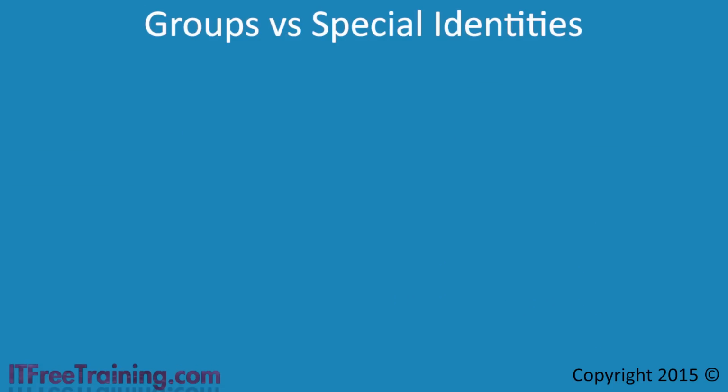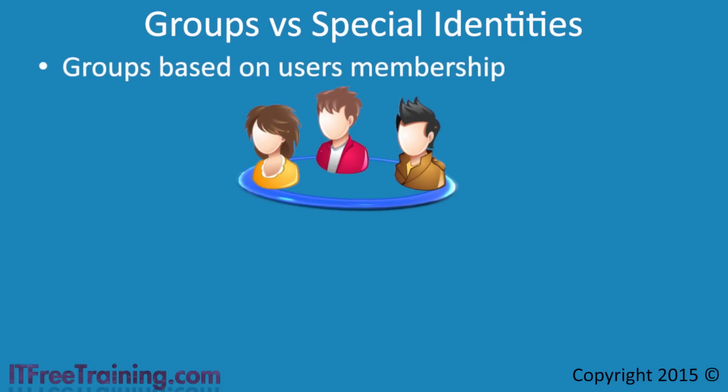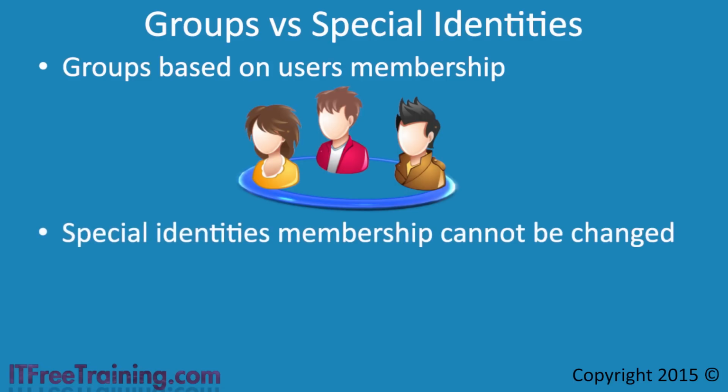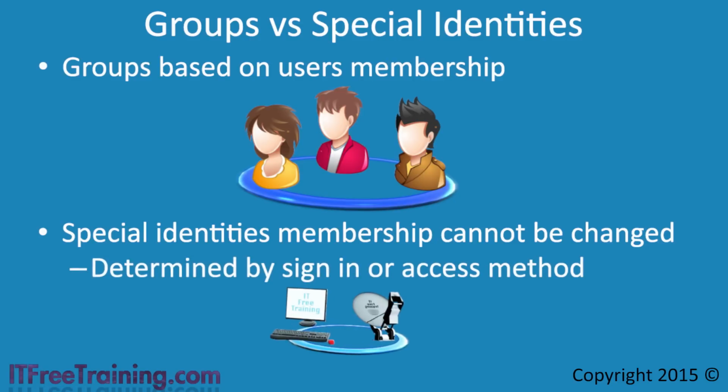First of all, I will compare groups to special identities. Groups are based on membership. The administrator determines which users are in the group. In contrast, the membership of special identities cannot be changed by the administrator. The membership for special identities is determined by characteristics, such as how the user signed in or the method they are using for accessing the computer. For example, if the user is logged in locally to the computer or accessing it from remote using the network.